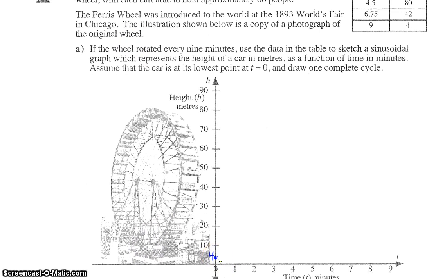All right, now it rotates every 9 minutes. So after 9 minutes, it would be back down to that height of 4. Which means halfway between 0 and 9, so 4.5 minutes, should be at its maximum height of 80 meters. Okay, so that would be at 4.5. All right, halfway to 4.5 would be 2.25.